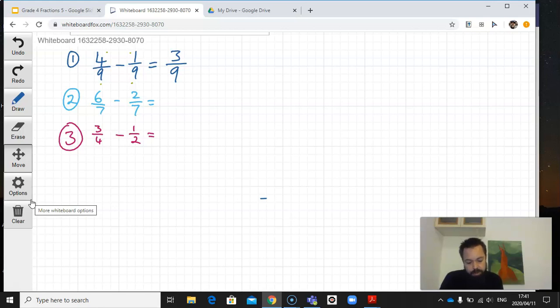Let's have a look at number 2. Firstly, we check to see if our denominator is the same. Yes, they are. So we can go straight to putting our denominator in the answer. Next, 6 - 2 = 4. So our new numerator is 4.